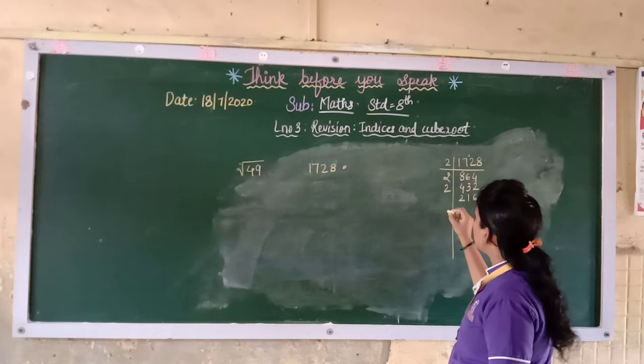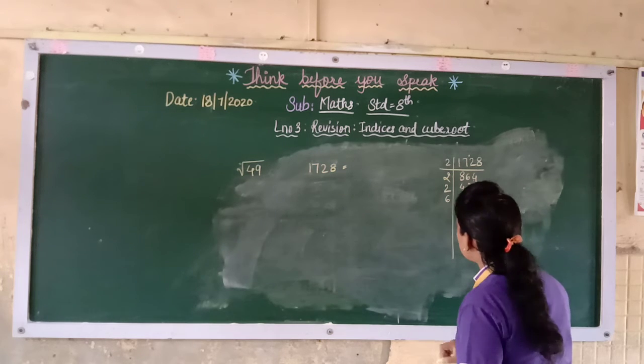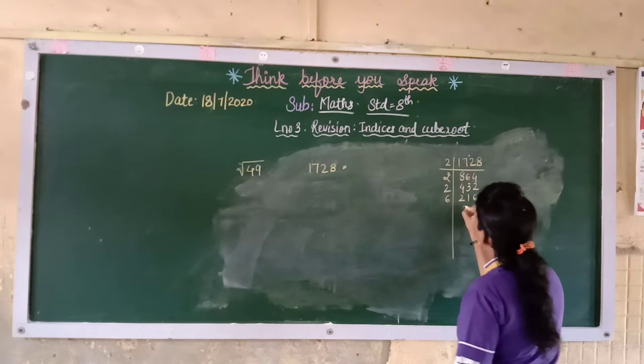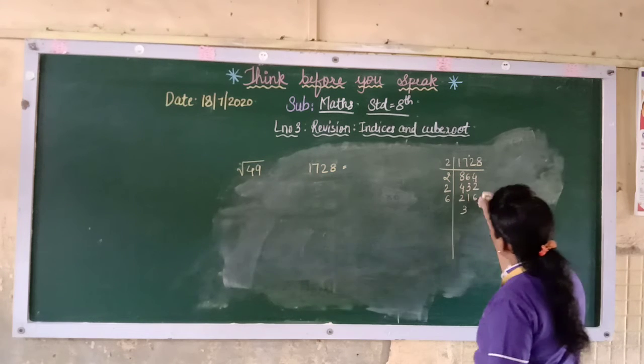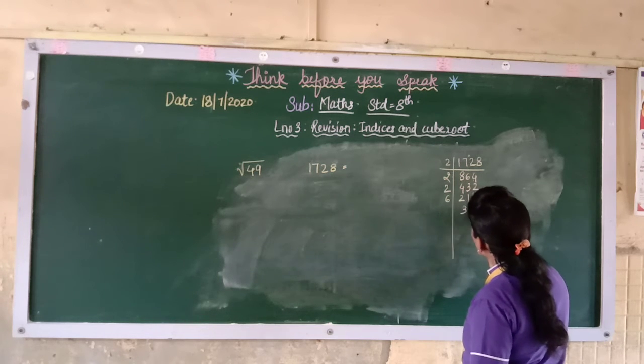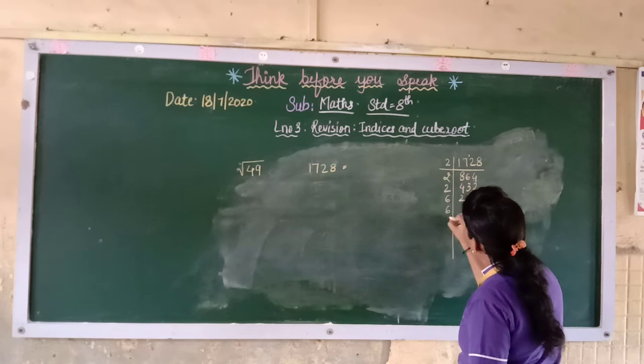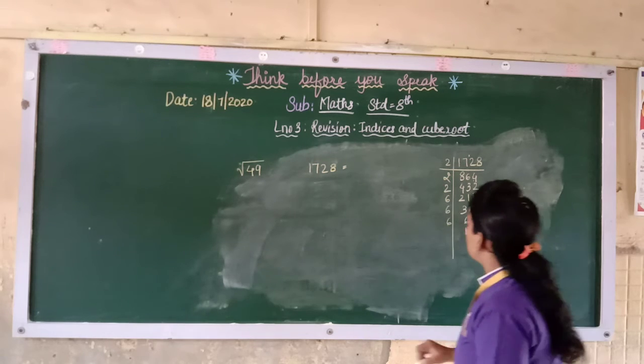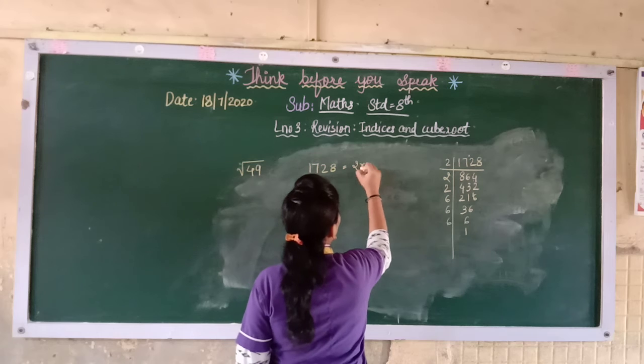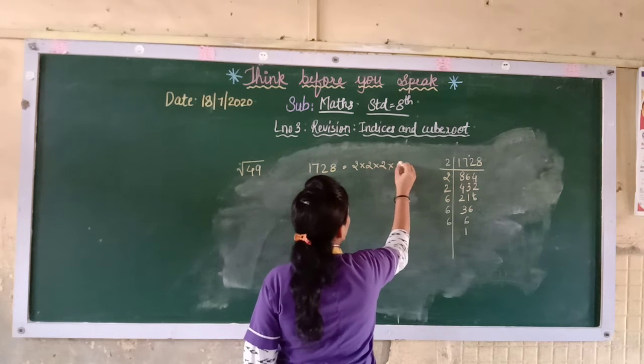Now 2 6s are 12. If you see over here, 6 1s are 6, 6 3s are 18, 19, 20, 21, so 36. So here it will come, 6 6s are 36, again 6 6s are 36, 6 1s are 6. So here what you are getting is 2 into 2 into 2 into 6 into 6 into 6.